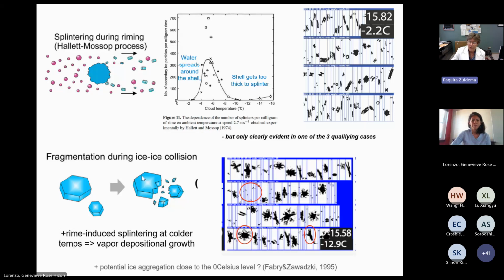But it was also kind of interesting that it wasn't always there in all 3 of the flights with the precip. And then the other one was at colder temperatures, with snowflake production and what looks like it could be fragmentation from ice-ice collisions. Of course, this could be liquid as well. Next slide.